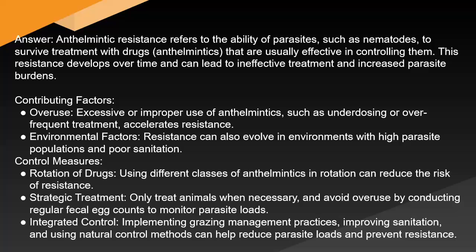Contributing factors: overuse: excessive or improper use of anthelmintics, such as underdosing or overfrequent treatment, accelerates resistance. Environmental factors: resistance can also evolve in environments with high parasite populations and poor sanitation. Control measures: rotation of drugs: using different classes of anthelmintics in rotation can reduce the risk of resistance. Strategic treatment: only treat animals when necessary and avoid overuse by conducting regular fecal egg counts to monitor parasite loads. Integrated control: implementing grazing management practices, improving sanitation, and using natural control methods can help reduce parasite loads and prevent resistance.